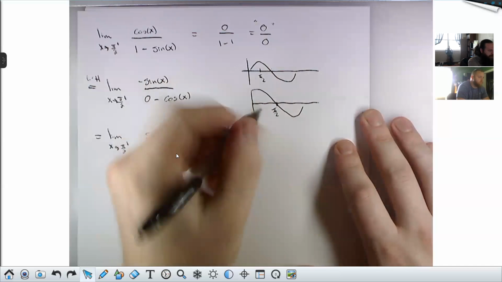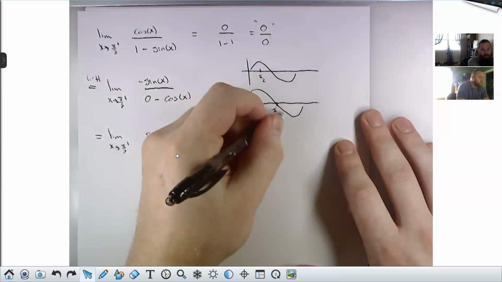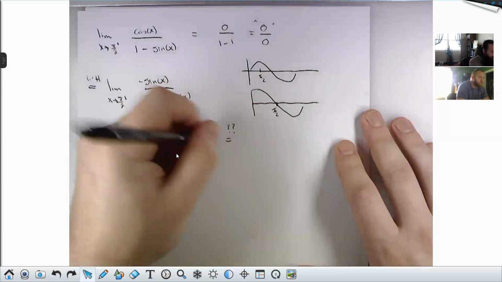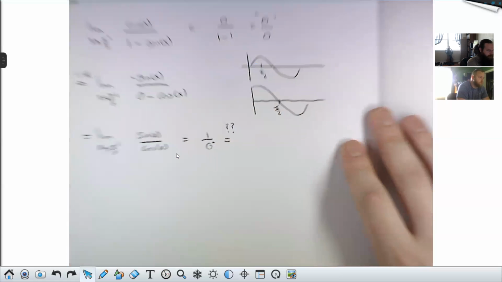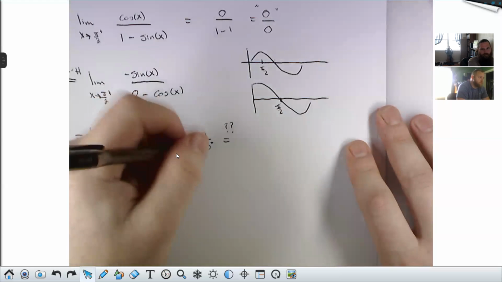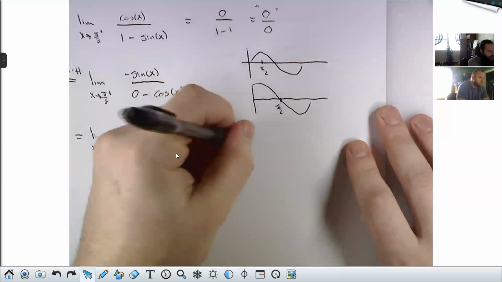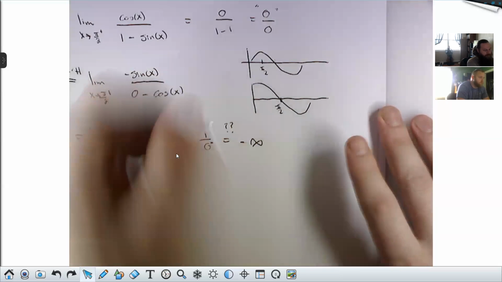So if I'm approaching pi over 2 from the right along cosine, I'm going towards 0, but I'm also negative. And some people like to write that like this. So this is like 1 over 0, but the bottom is negative. So I would call this negative infinity.